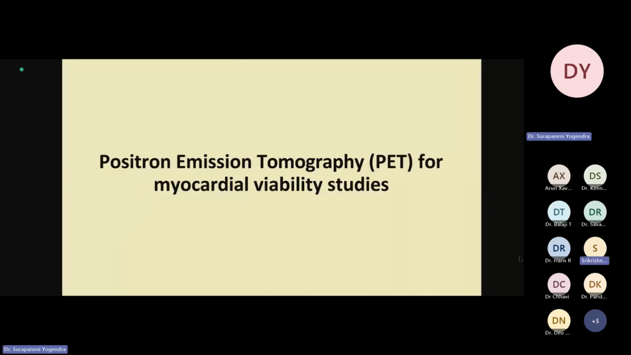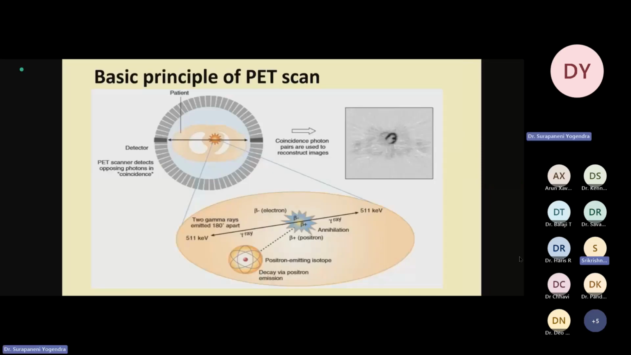Positron emission tomography for myocardial viability studies. So, the basic principle of PET scan: it uses coincident photon pairs to reconstruct images. PET scan detects the opposing photons in coincidence. Types of tracers used in PET scan: for myocardial perfusion, rubidium-82 and ammonia-13 are used, and for myocardial metabolism, 18 FDG is used.